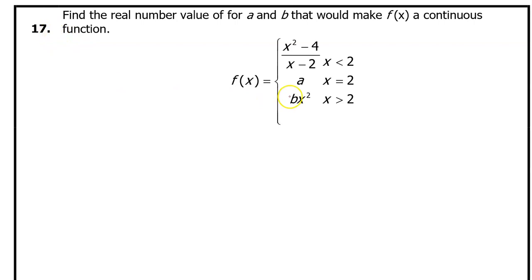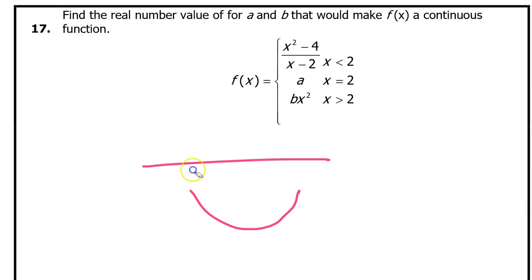For number 17, we have this piecewise function that has an a and a b in it. A and b represent real numbers. The second and third pieces are continuous by themselves. A is a constant, so that's obviously continuous. Bx squared is a polynomial, so that's going to be continuous. This rational function does have a discontinuity in it, but we know exactly what it is. There's a vertical asymptote at x equals 2.